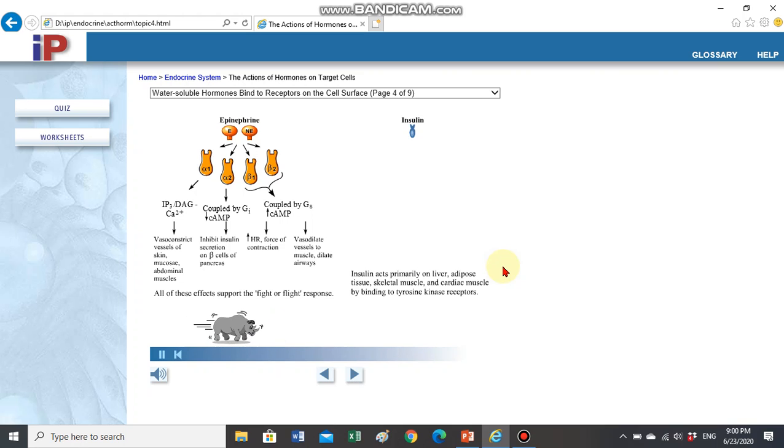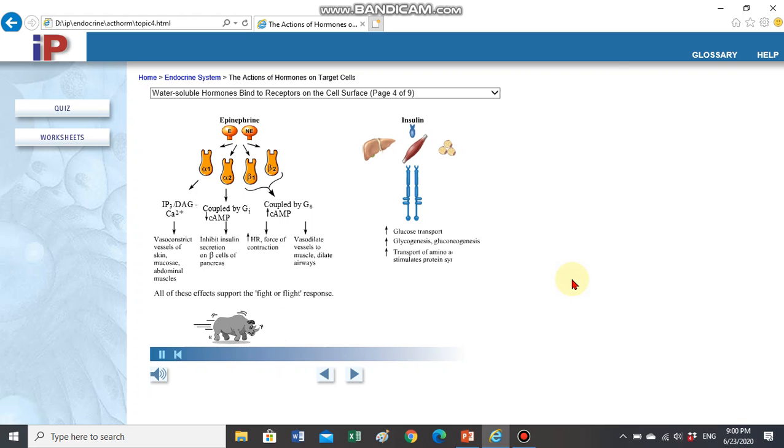Insulin acts primarily on liver, adipose tissue, skeletal muscle, and cardiac muscle by binding to tyrosine kinase receptors. Each tissue responds differently, and each has multiple responses. Some of the cellular responses to insulin are listed beneath the receptors. Glucose uptake increases in all three major tissue types.